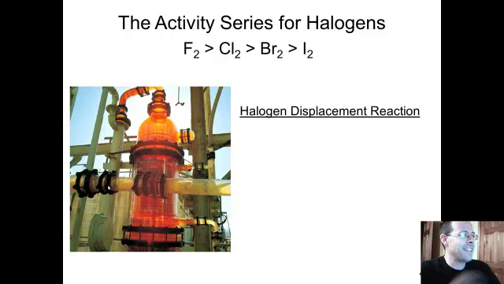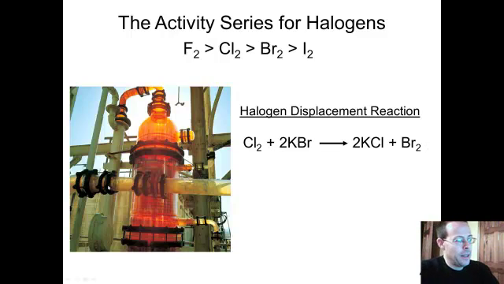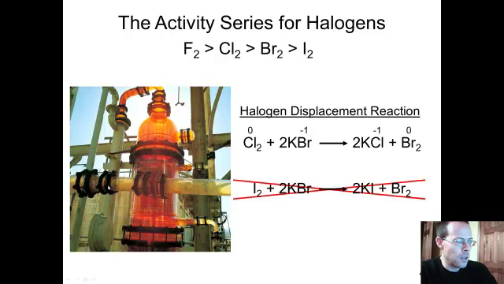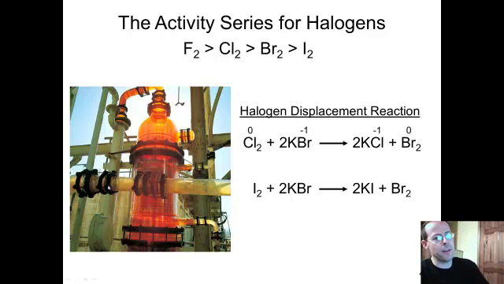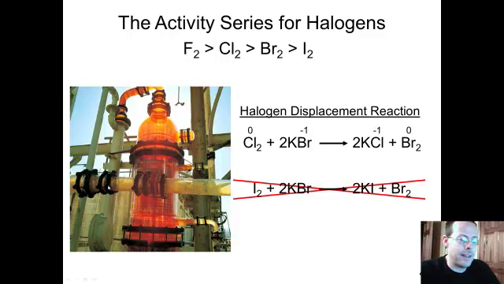The activity series for halogens is fairly easy. If you imagine the periodic table, you have fluorine at the top, then chlorine, bromine, iodine. Again, if it's higher than something below it, it will replace it. So chlorine is above bromine, so this reaction occurs. However, if we had iodine trying to replace bromine, because iodine is at the very bottom, it is a weak reducer, so this reaction does not happen. Okay?